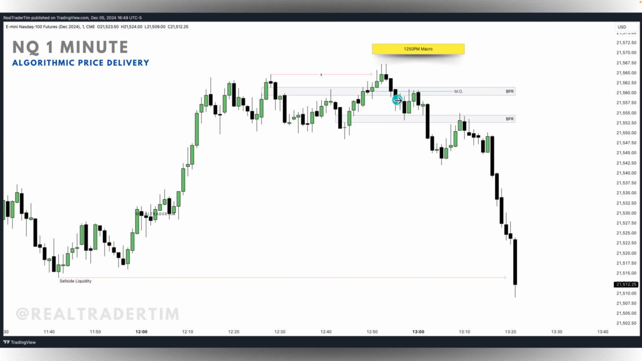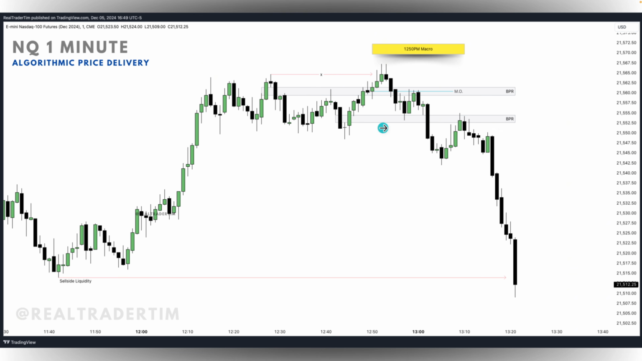But price can still come up into this SIBI, fill it out completely, and then go lower. So I want to allow for that just in case I'm wrong about these more advanced signatures. I can still be right about the draw on liquidity and ultimately make money and have a winning trade. Okay, so again, if you enter this trade, there's a place where you can move to break even, and that's this lower BPR.